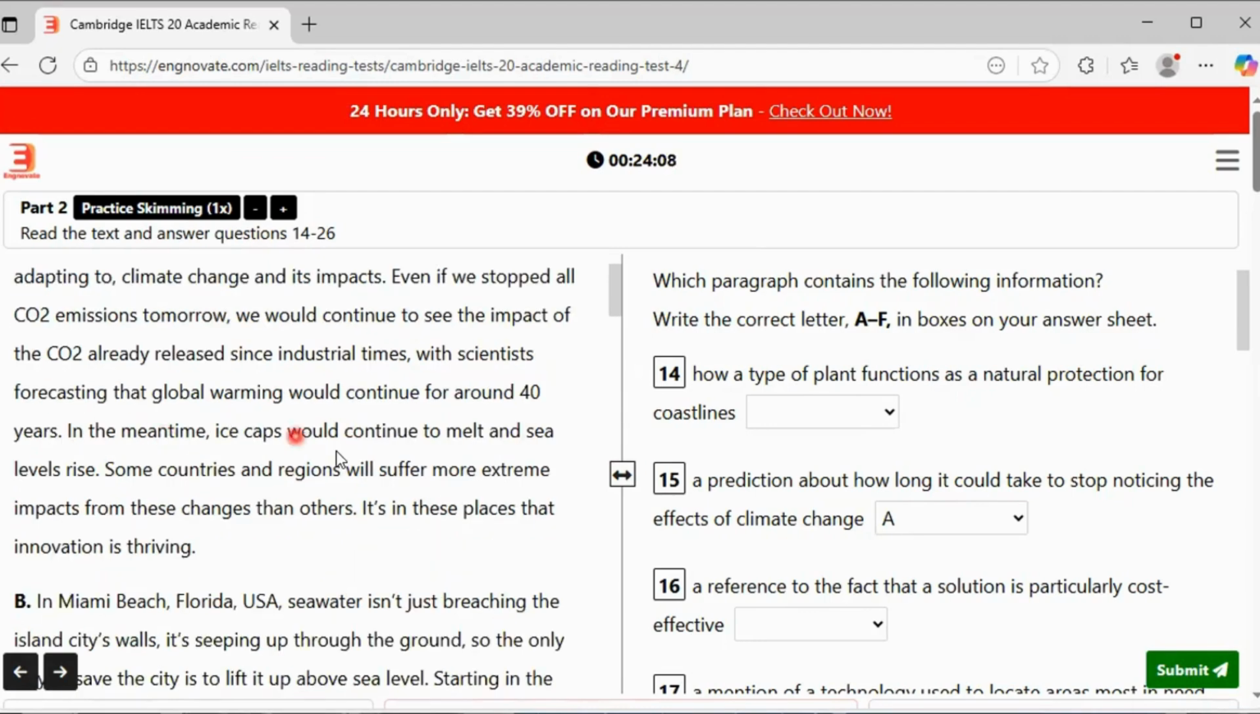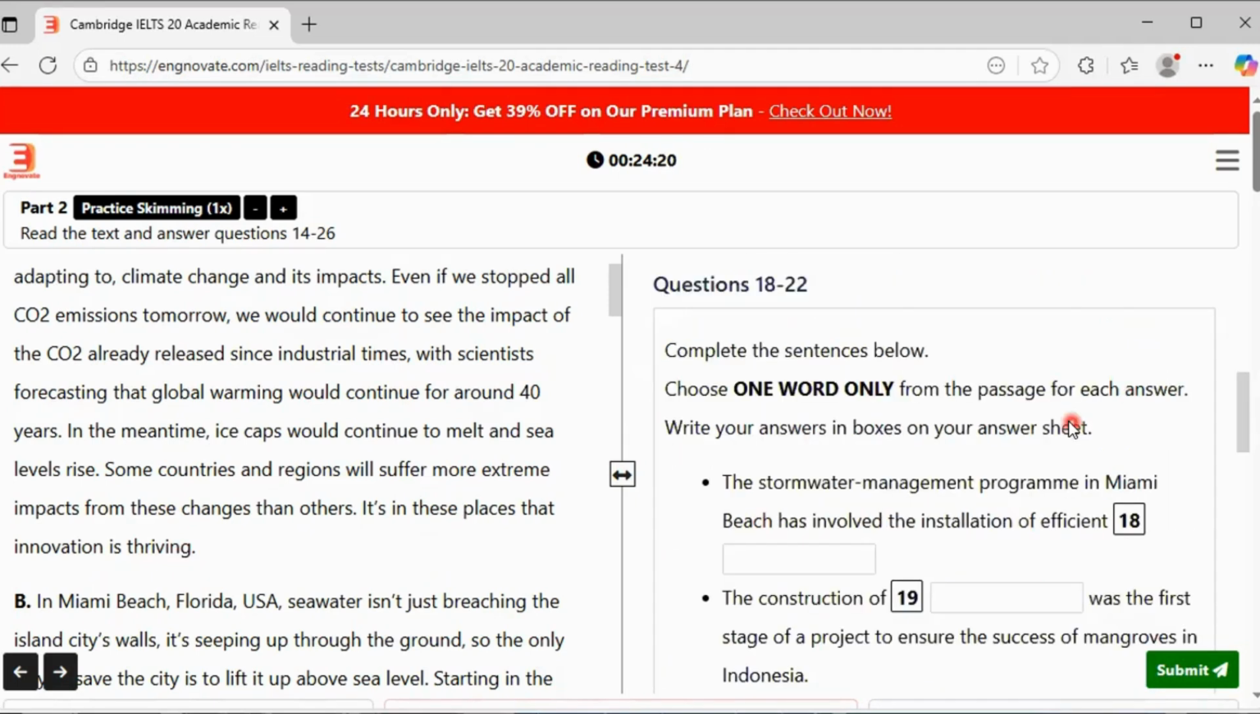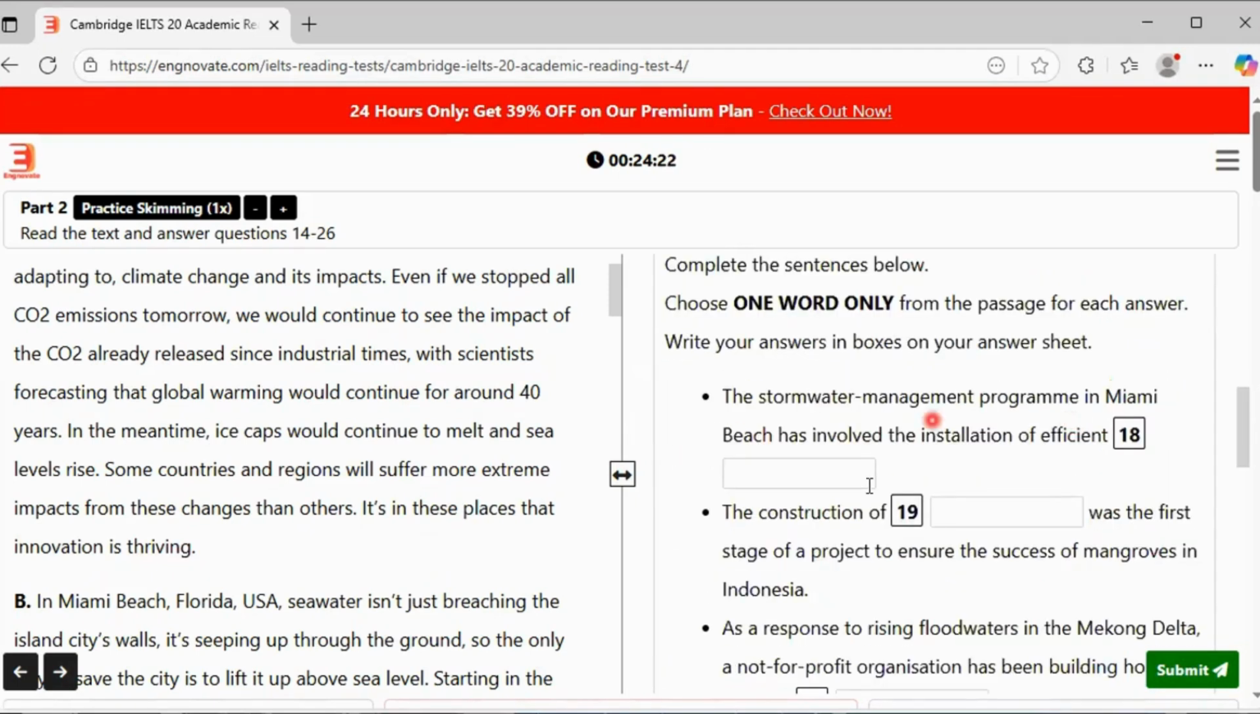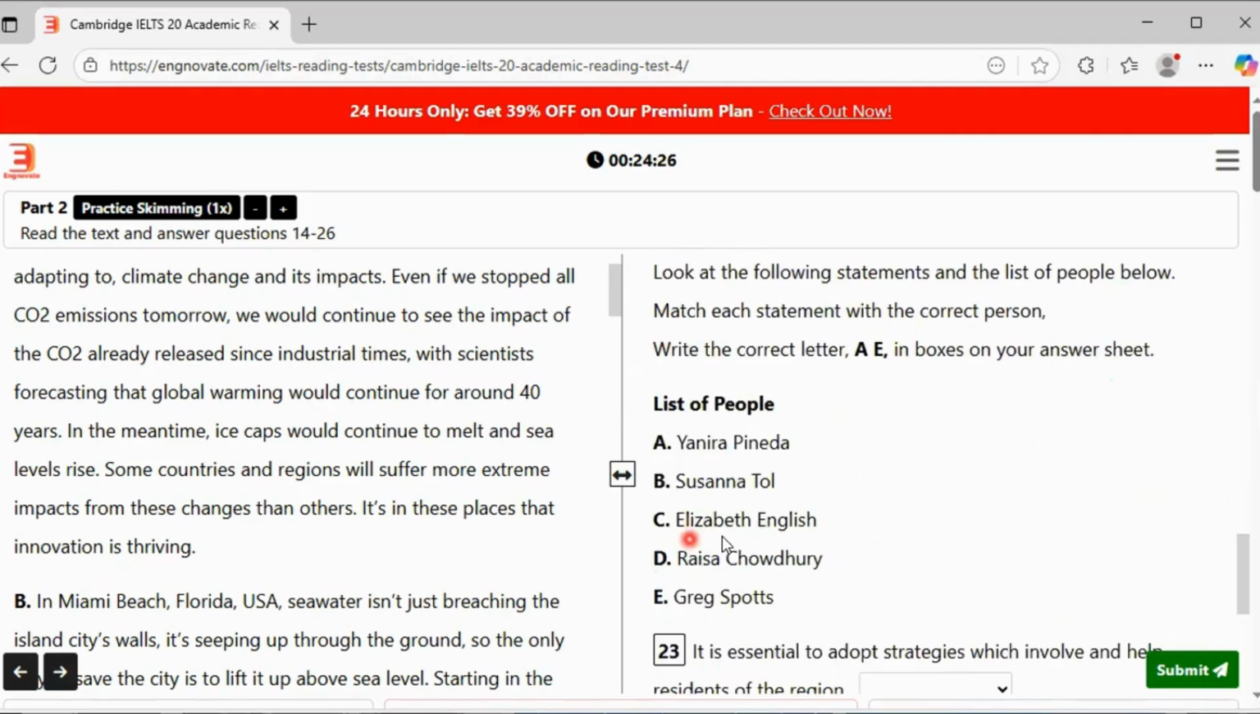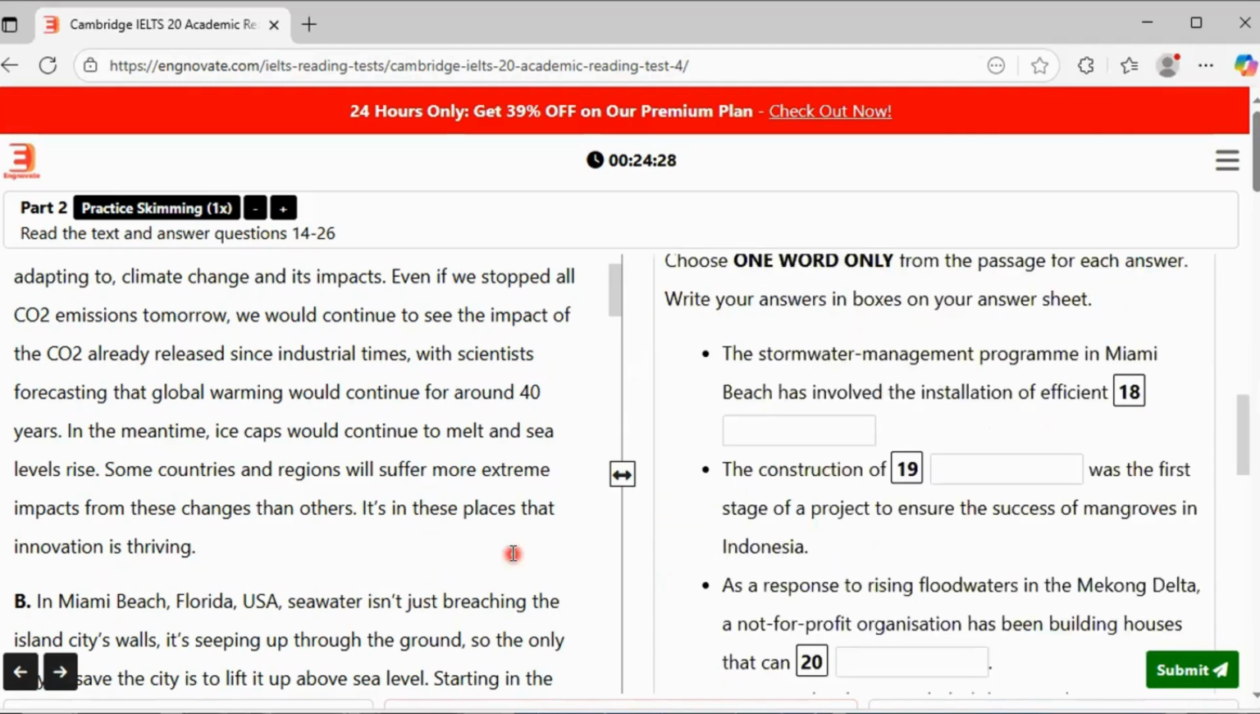In the meantime, ice caps will continue to melt. Some countries and regions will suffer more extreme impact from these changes than others. It's in these places that innovation is thriving. Okay, let me see, what can I solve? There's nothing like Miami in that paragraph A. So there's no name of anybody in that paragraph A. So let me just go straight to paragraph B.